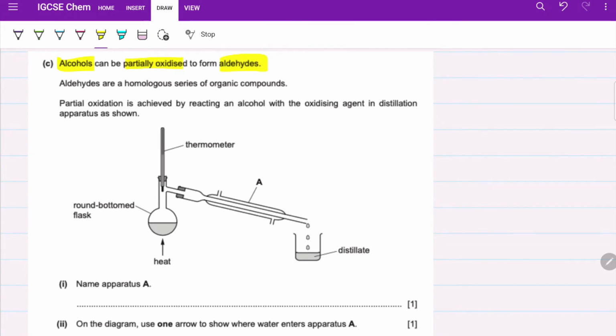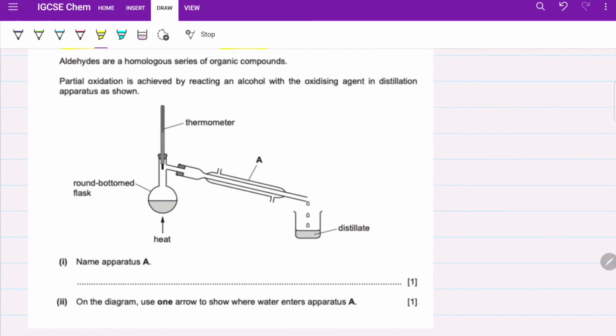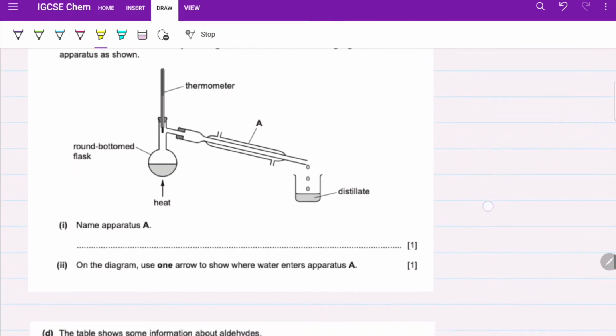All right. Partial oxidation is achieved by reacting an alcohol with the oxidizing agent in distillation apparatus as shown. Name apparatus A. So this is the Liebig condenser. If you don't remember the name, the Liebig is completely fine as long as you place condenser, and you're going to get that 1 mark.